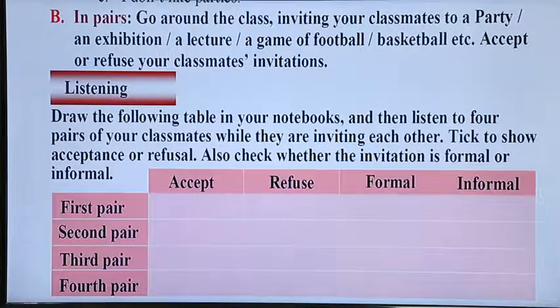Listen to the last one. My brother and I are planning to watch the football match tonight. Can you come to our house tonight? I'm sorry, I have to do my homework.